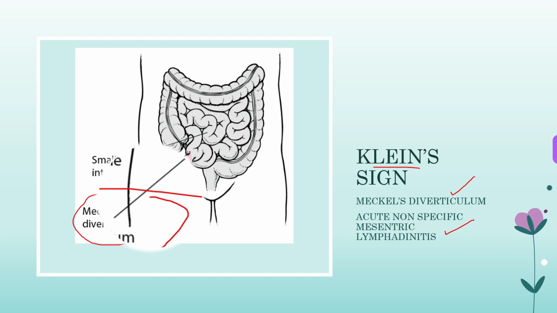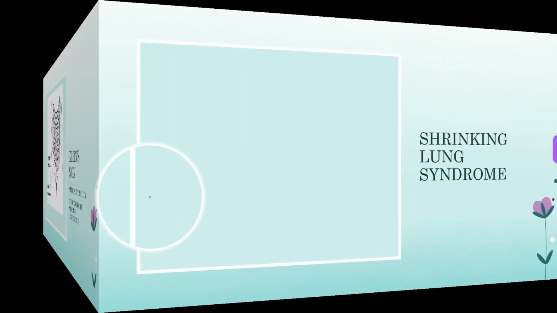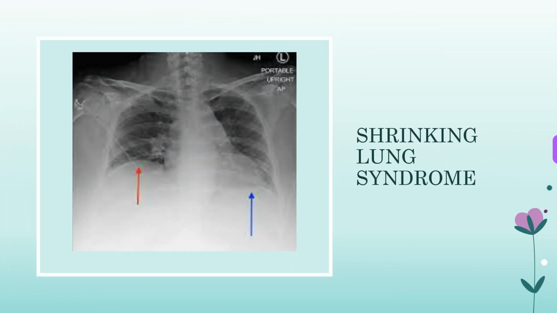Next we have a syndrome, that is shrinking lung syndrome. Shrinking lung syndrome is a feature of SLE, that is systemic lupus erythematosus. Okay, this shrinking lung syndrome is seen in SLE.